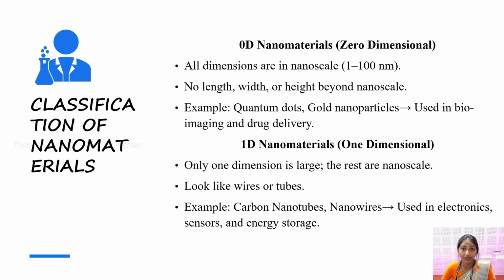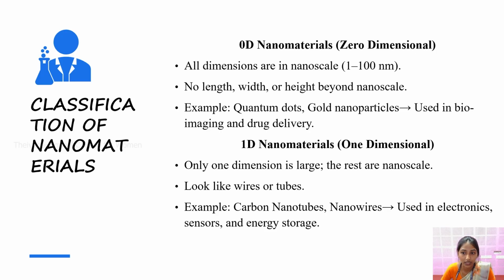Classification of nanomaterial. First, I already said that there are 4 types of classification: 0 dimension, 1 dimension, 2 dimension, 3 dimension. In 0 dimension, all dimension are in nanoscale 1 to 100 nanometer. It's no length, width or height beyond nanoscale. Example, quantum dot, gold nanoparticle used in bioimaging and drug delivery.